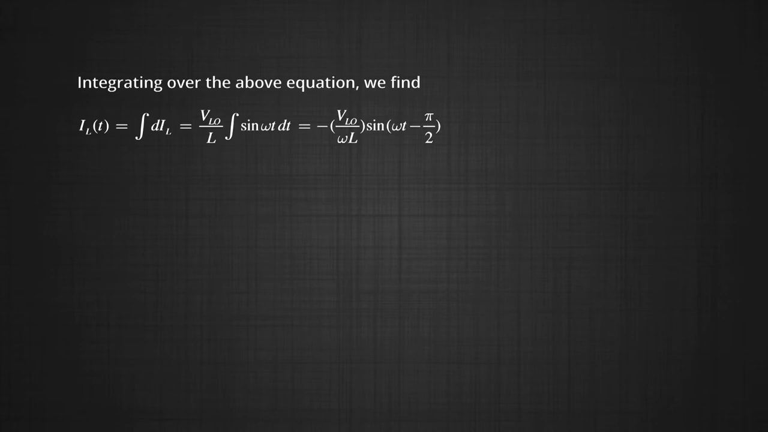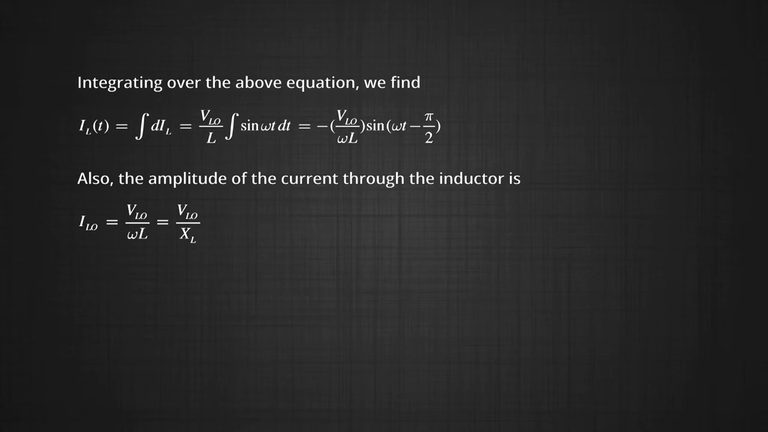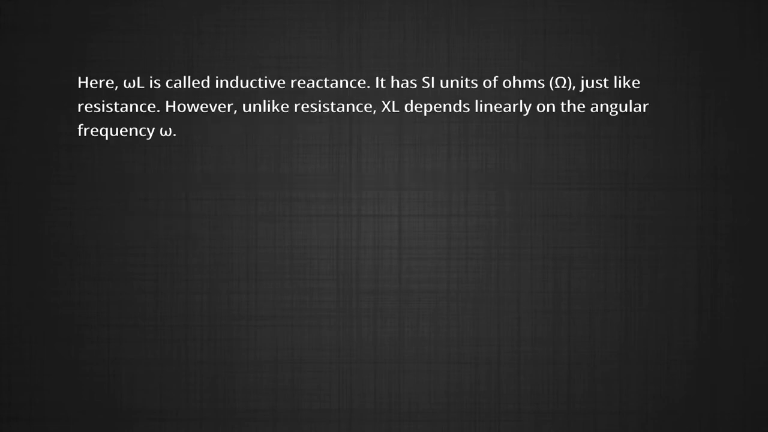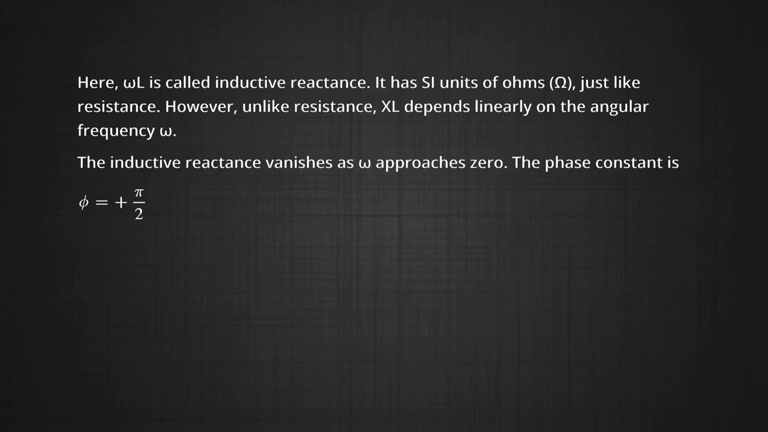So, we can say the amplitude of the current through the inductor is I_L = V_L divided by omega L, which is equal to V_L divided by X_L, where X_L is the reactance and is equal to omega L, and this is called inductive reactance, and its SI unit is ohm, as for resistance. Just like we measure resistance, we measure reactance here. However, unlike resistance, X_L depends on angular frequency omega. The inductive reactance vanishes as omega approaches 0. That means when angular frequency approaches 0, the phase constant is phi equal to plus pi by 2.